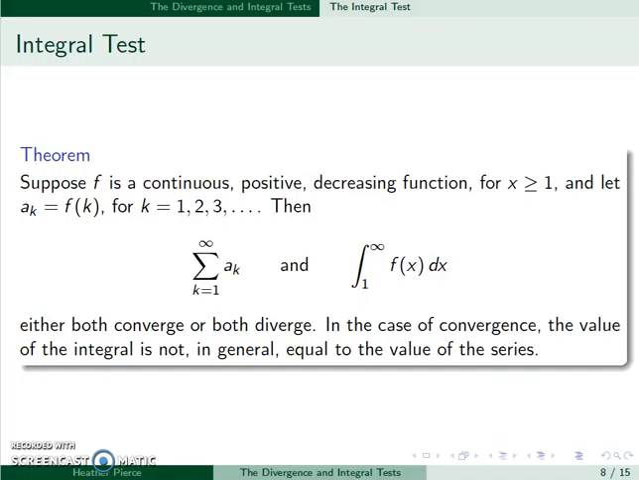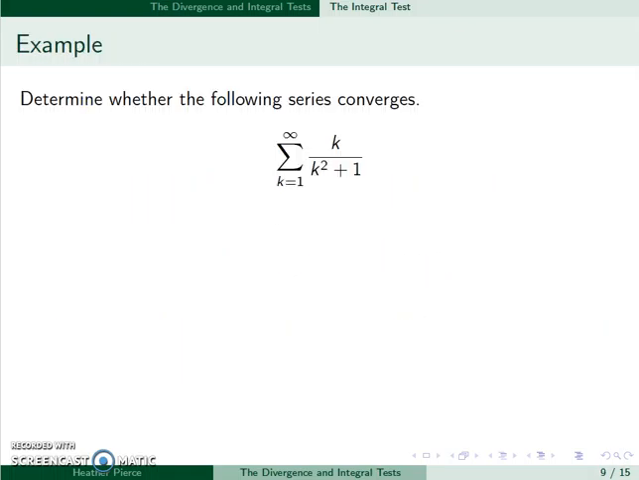If it does converge, the value of the integral is not in general equal to the value of the series, but it will say that they either both converge or diverge. So for example, here, I'm going to look at the integral from 1 to infinity of k over k squared plus 1 dk.